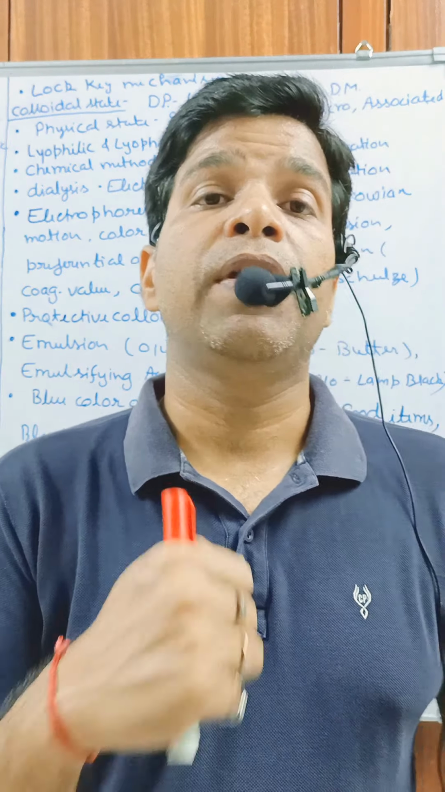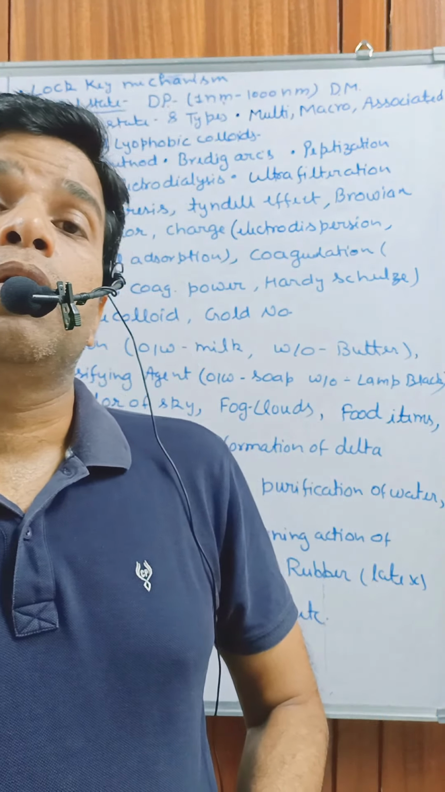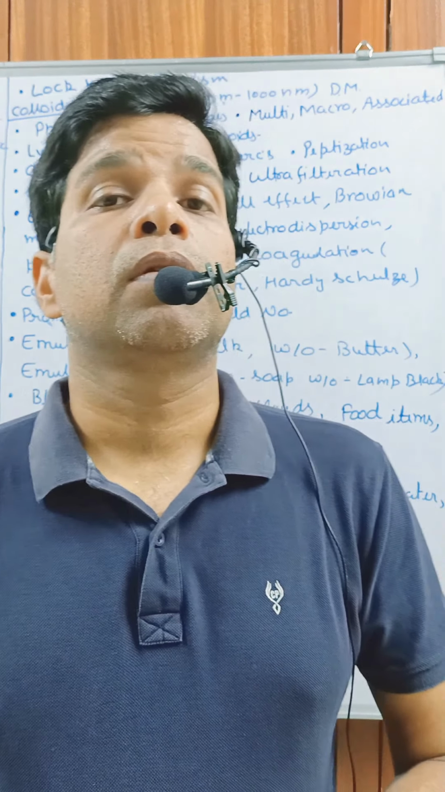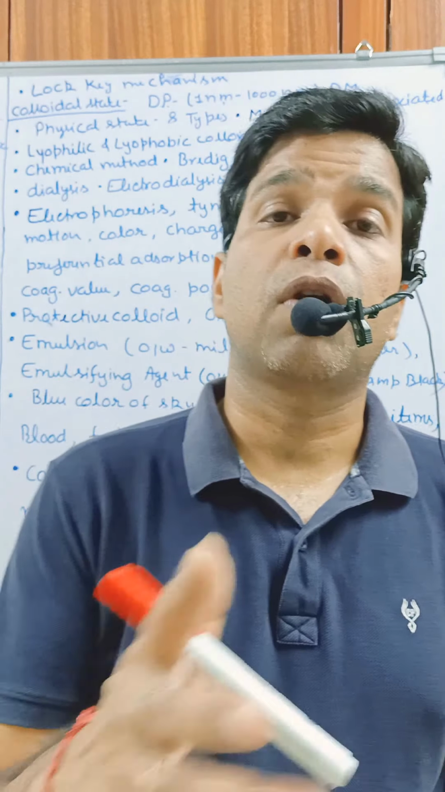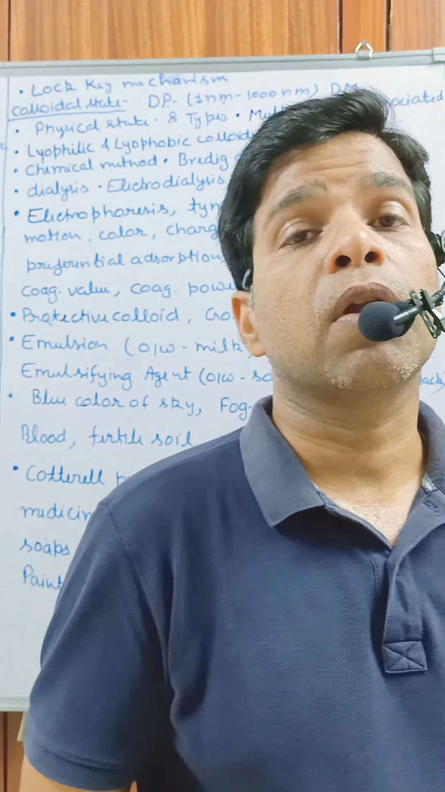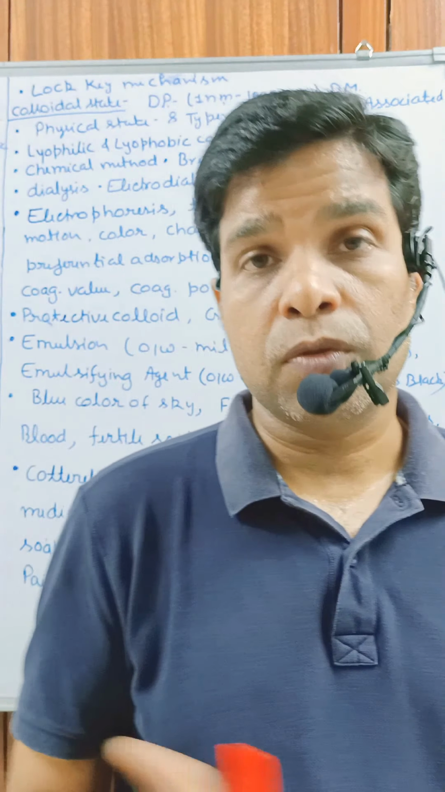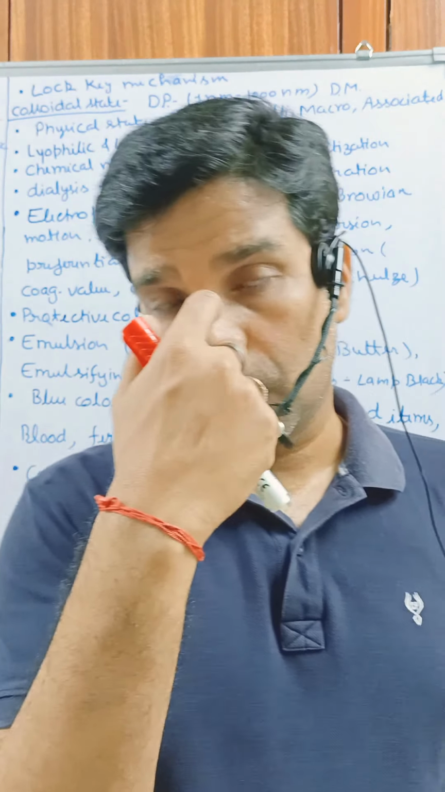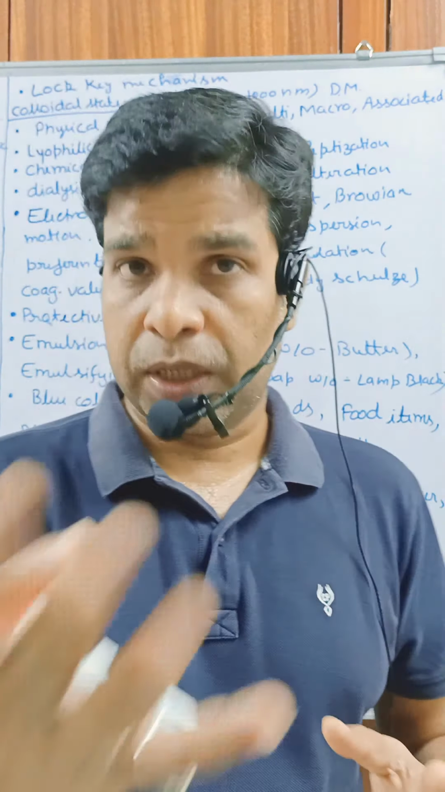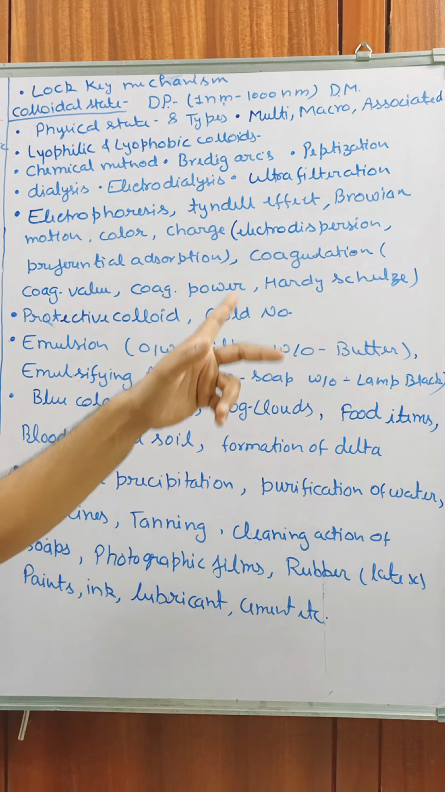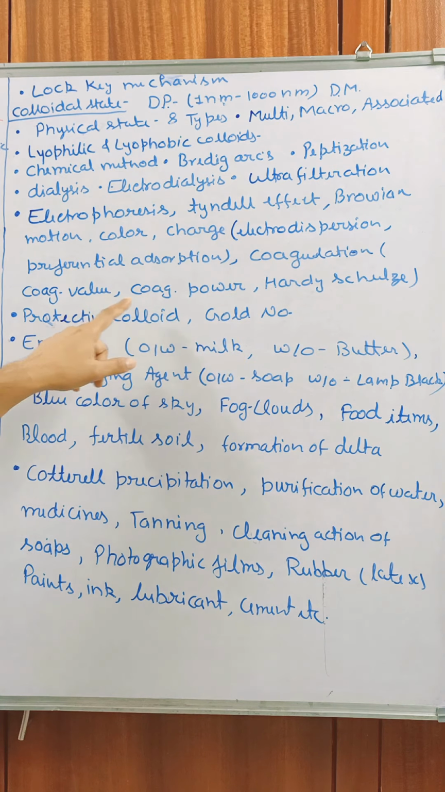If we have a negative sol, then what we require is a positive electrolyte. So aluminium 3 plus is the best. After that we can use calcium 2 plus, and then the single positive charge, sodium plus. So according to this rule, the higher the charge, the higher the coagulation power. The lower the charge, the lower the coagulation power.